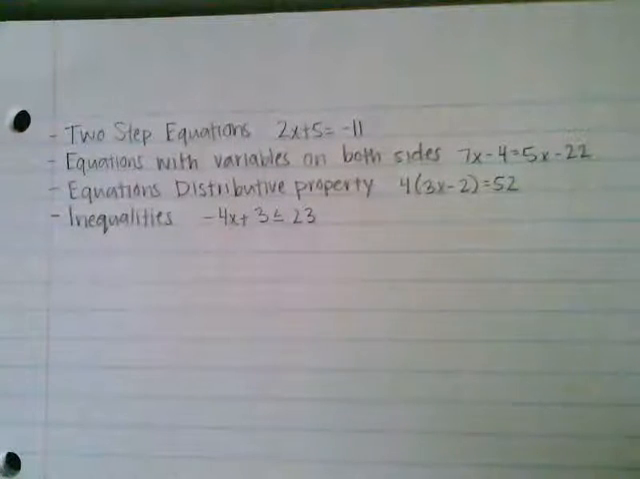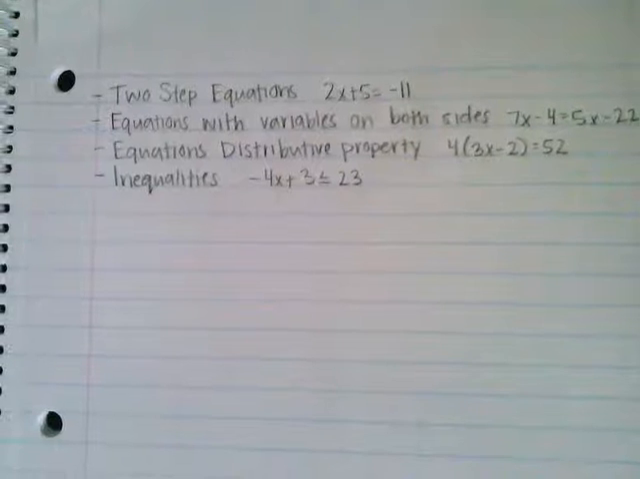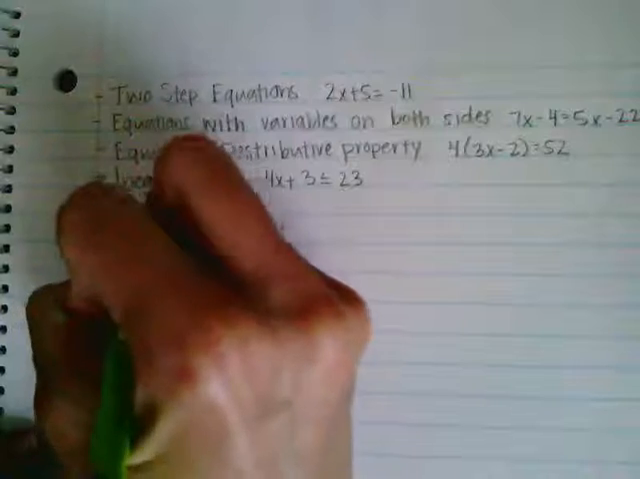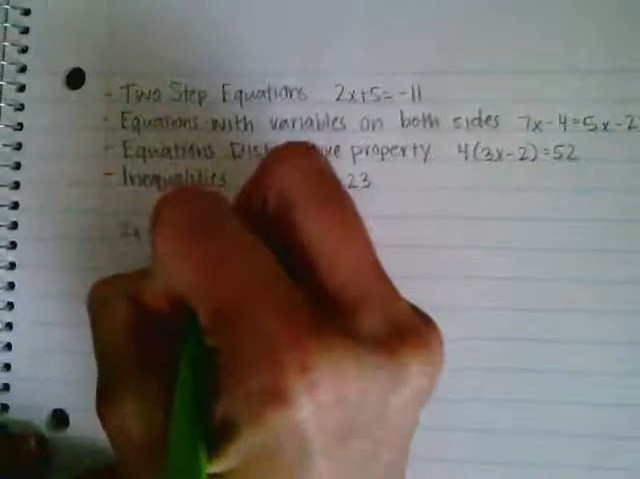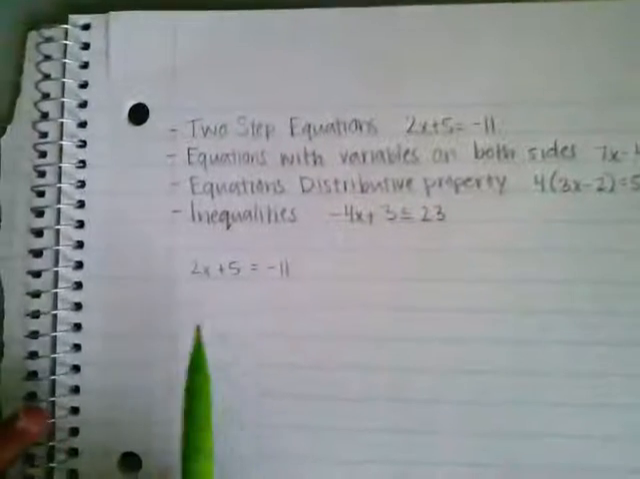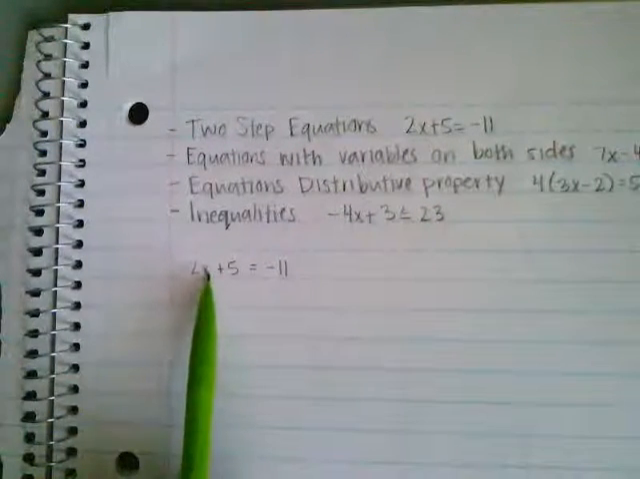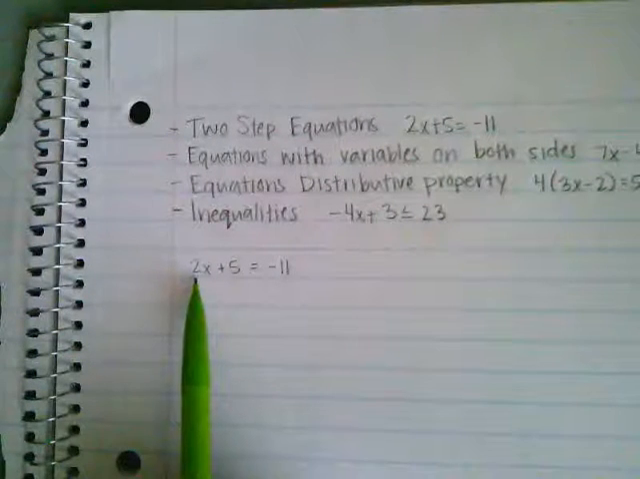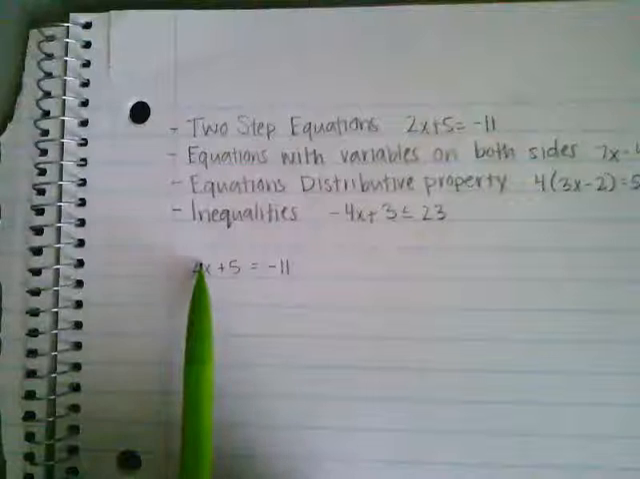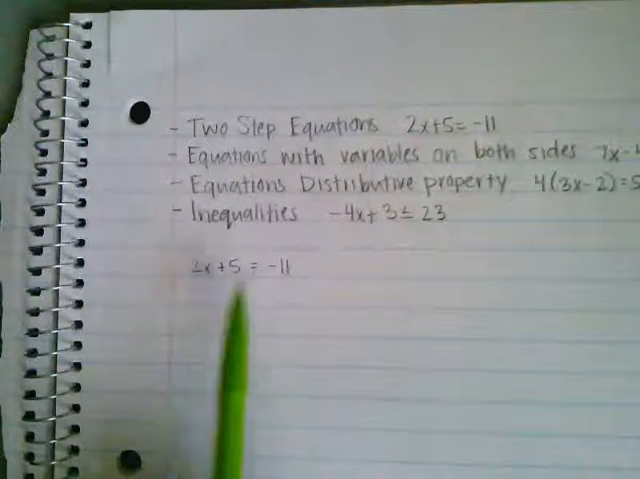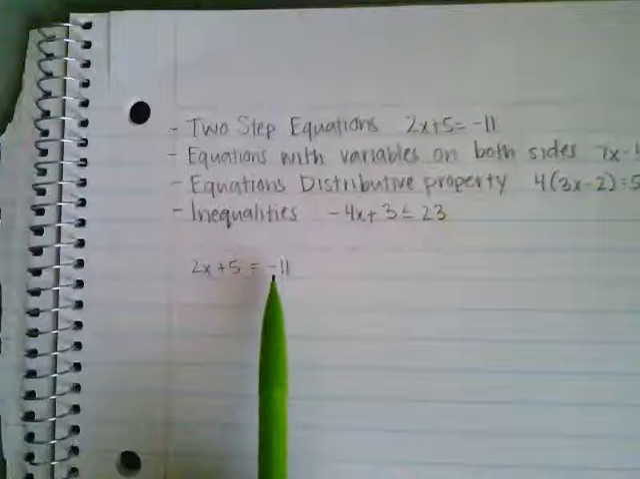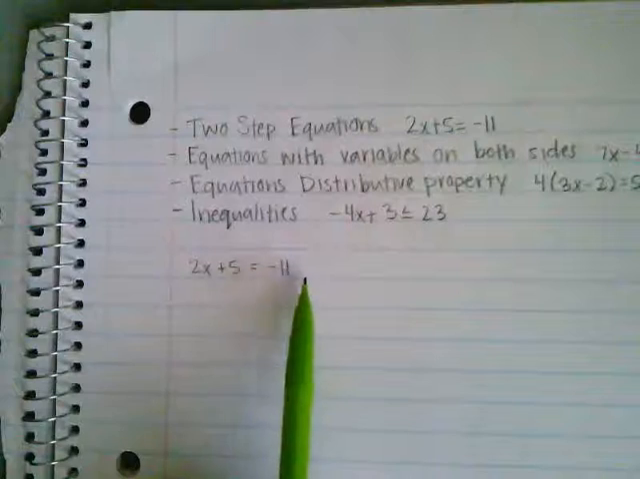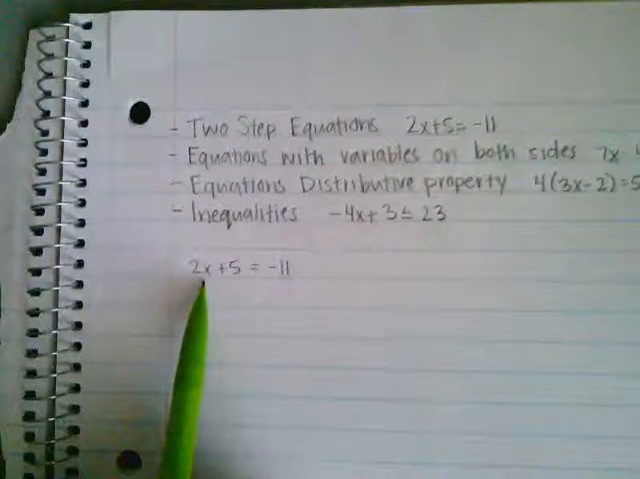Okay, so I'm first going to talk about two-step equations. The two-step equation that we're going to do today is 2x plus 5 equals negative 11. With this we have one variable, x, and then we have a constant, and we have our coefficient right here. And we've got our negative 11 over here. This expression is equal to negative 11. So we're trying to figure out what x equals.